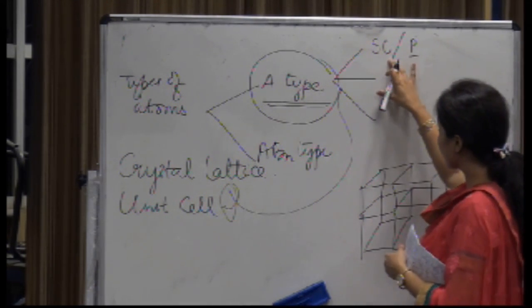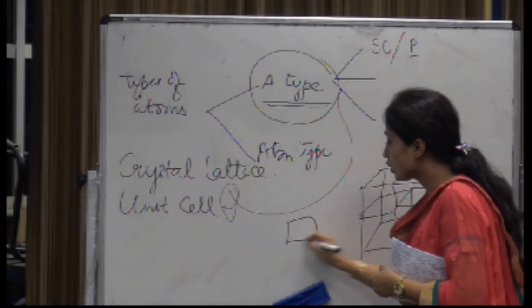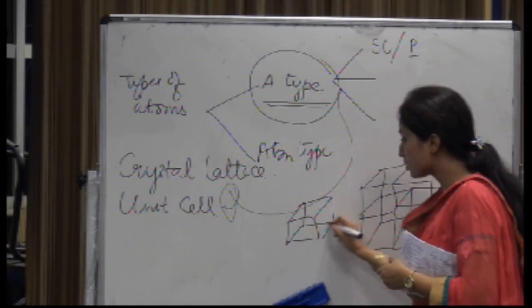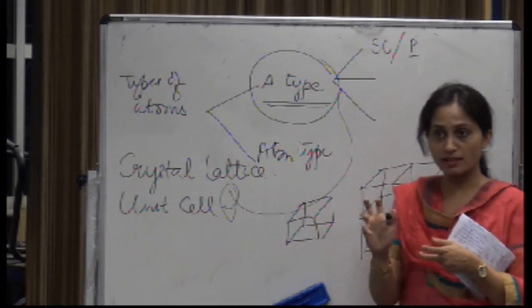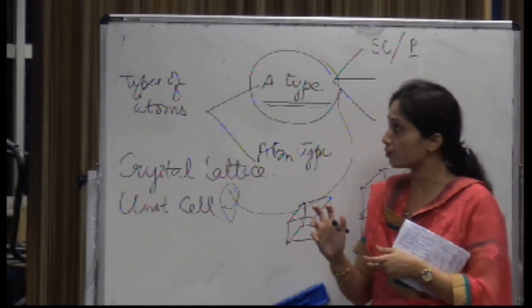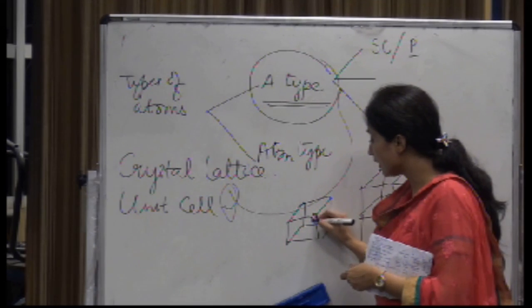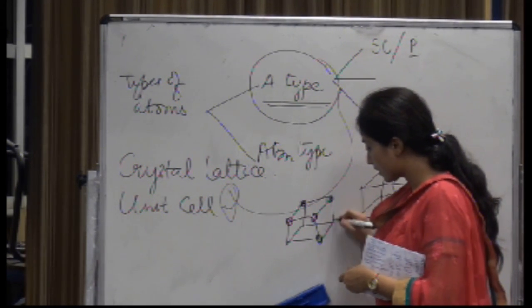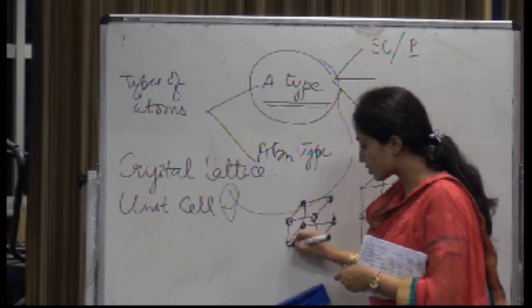Now when I talk about a simple cubic unit cell, that means my atoms, according to the simple cubic or primitive cubic unit cell definition, are only there at the corners. Now इधर कुछ चीजें you have to understand. If the atoms are there at the corners, this is the general diagram that you draw.